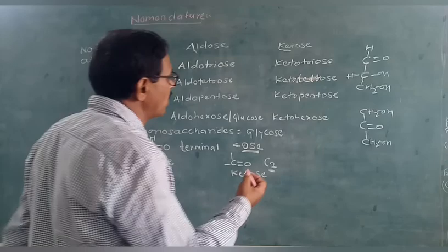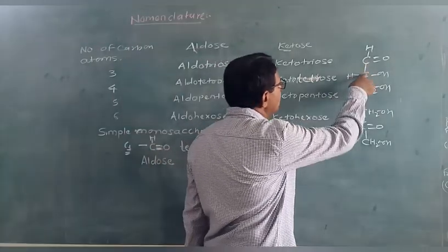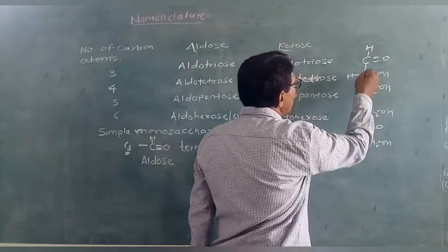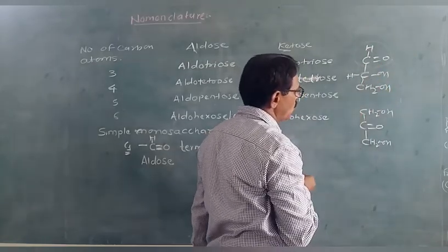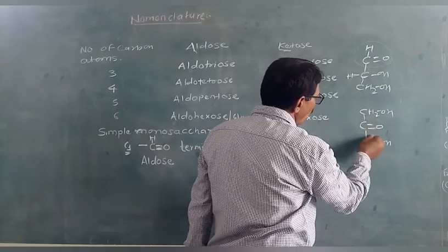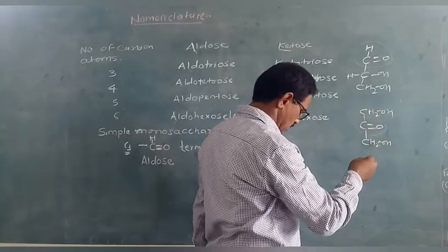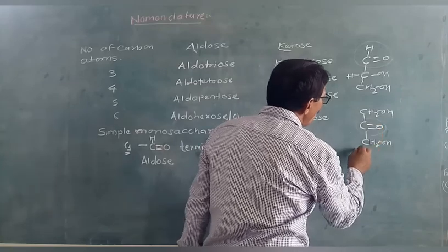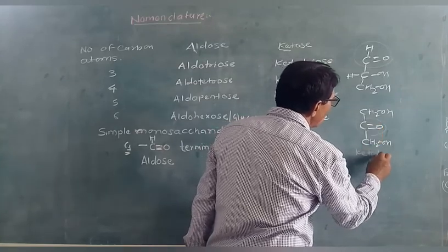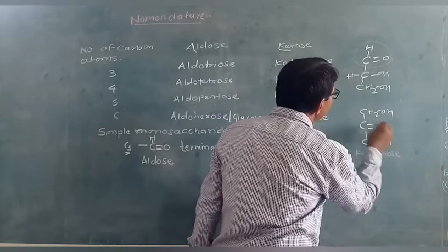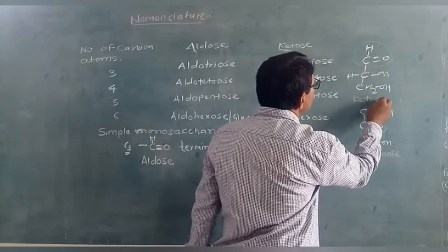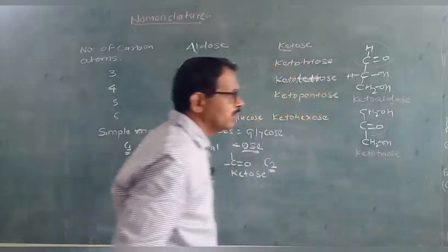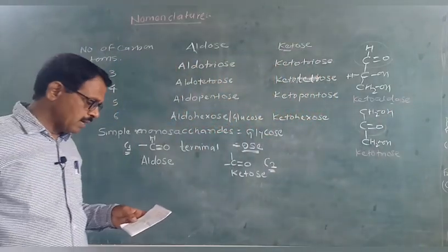Now here we will see a few examples. Suppose I have drawn a structure. Here it contains 3 carbon atoms. Here is an aldehyde group, therefore it is aldotriose. Here it is a keto group. Totally there are 3 carbon atoms, therefore it is ketotriose. In this way, the names of carbohydrates are derived.